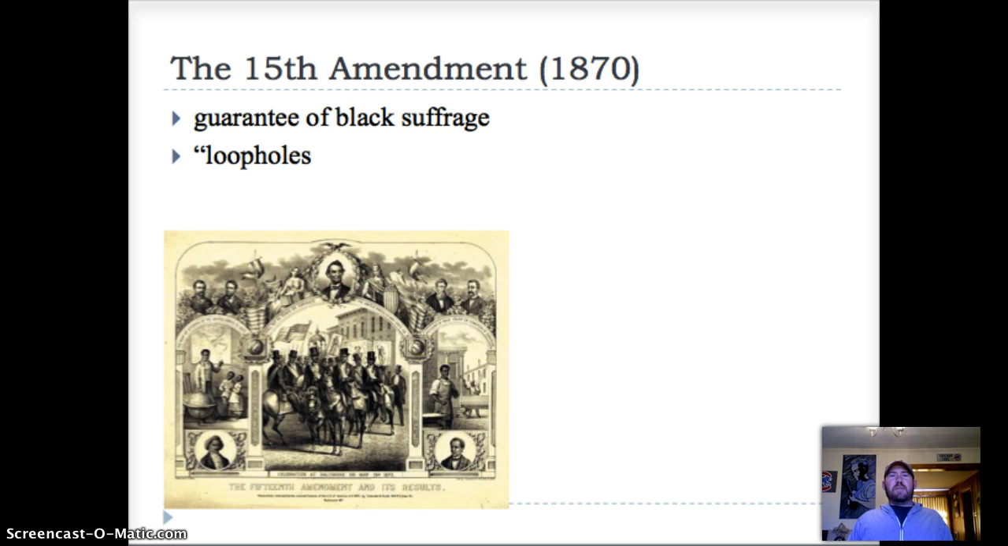So the criticisms of the 14th Amendment are addressed with the 15th Amendment in 1870, which basically took care of these fears of voting not being legal. Basically what it says is it's a guarantee of black suffrage. It's a guarantee that blacks will be able to vote.